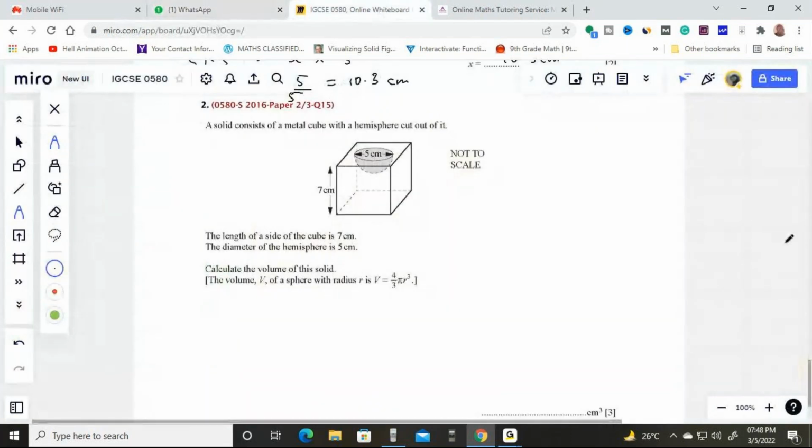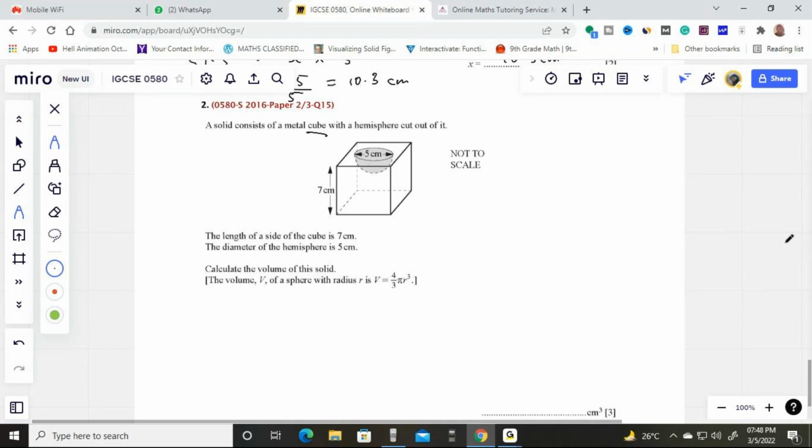Okay. Now what is this? In this question, what we are having is a cube. Okay, this is a cube, and there is a hemisphere cut out of it over here. This is the hemisphere again. This portion has been removed. Okay, this is a solid cube.